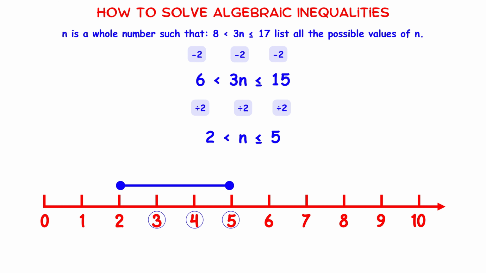Of course, if we hadn't been told that n was a whole number, then it could also have been any of the decimal values in between, but they'll normally say something about it being a whole number or an integer, so just read the question carefully and watch out for it anyway.